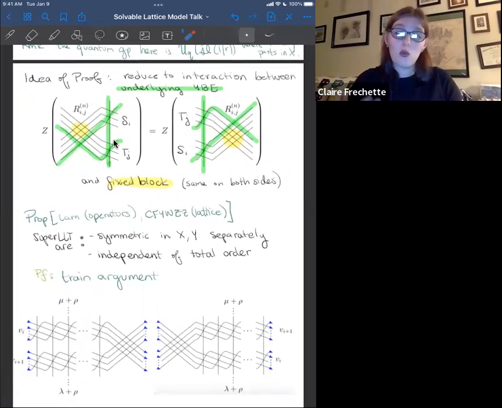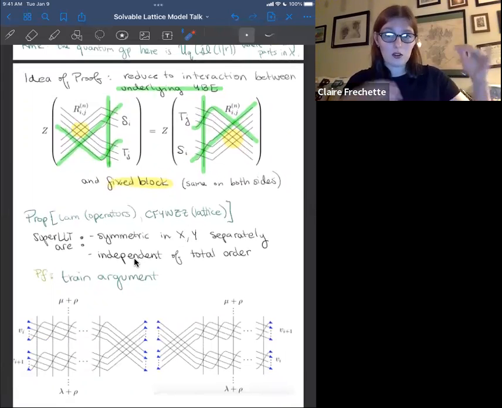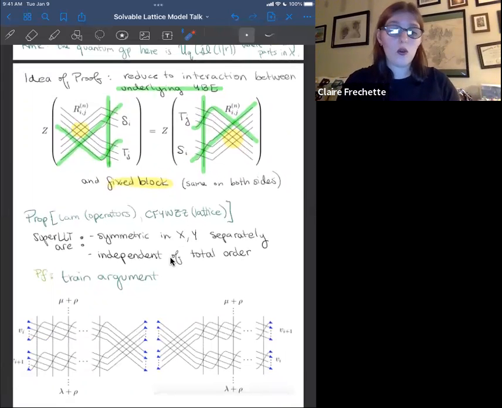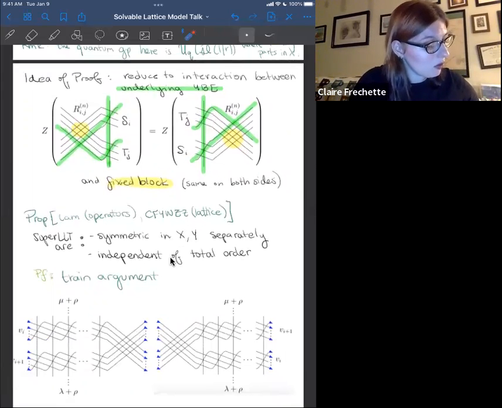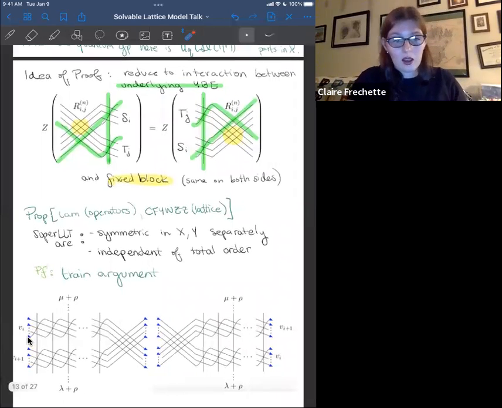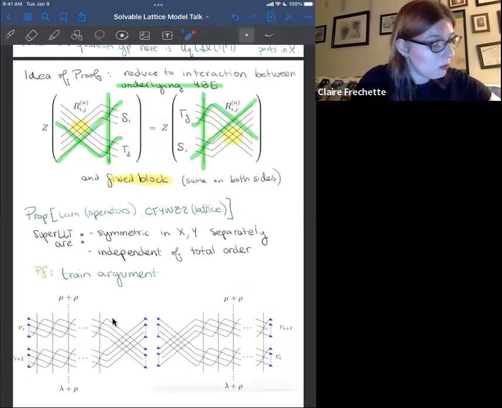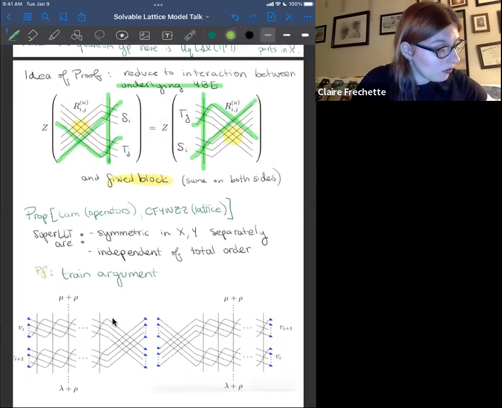So depending on what type of rows you pick, if you pick 2 horizontal strip rows, you'll get symmetry in X variables. If you pick 2 vertical strip rows, you'll get symmetry in those Y variables. And if you pick 2 different types, you get independence of total order. This comes from the fact that since we picked toroidal boundary conditions, there's only going to be one option for this vertex, my R vertex, in each of my cases.